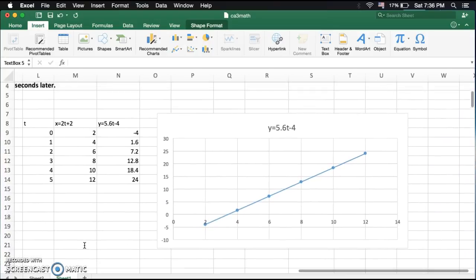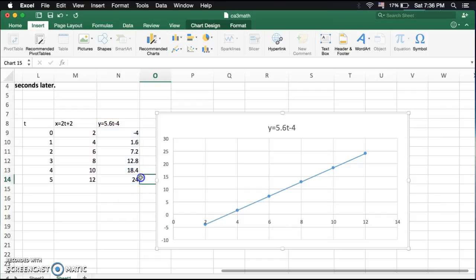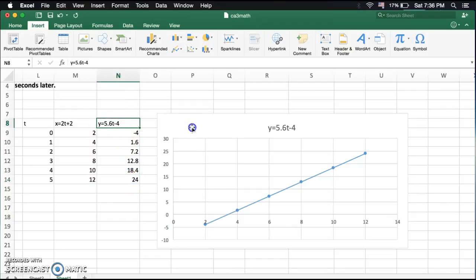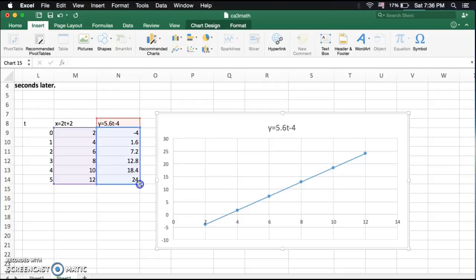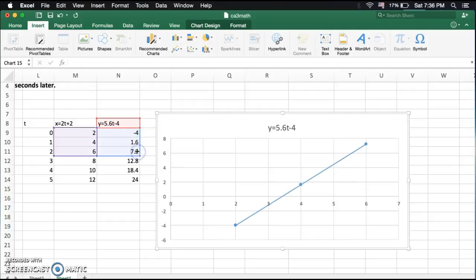Okay, now look at the graph. It's a straight line motion. From the starting 0, let's drag up. This is the starting point at 2 and negative 4. When you drag it down, it moves in a straight line.